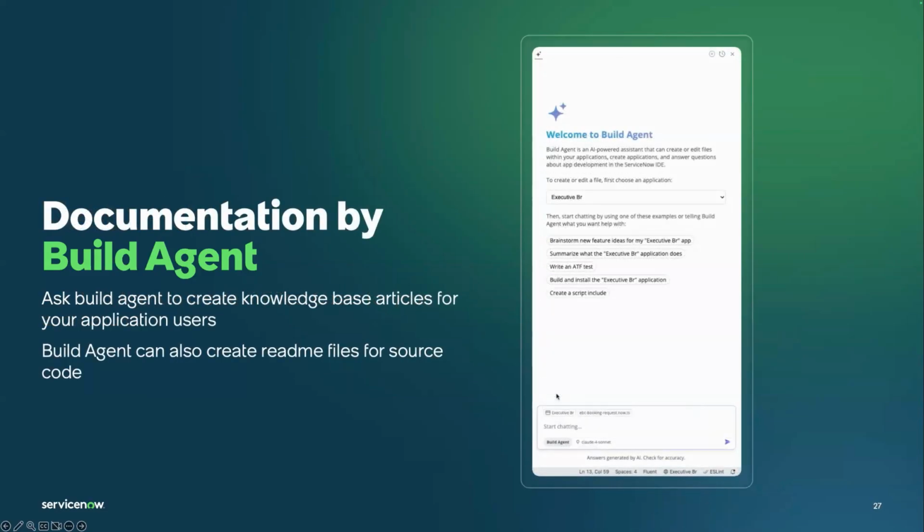Documentation too. So you can ask the Build Agent, once it's built out that application with you, to create a knowledge article based on that use case. It can also create a README file for your source code. So these are all new capabilities that have come with Build Agent.